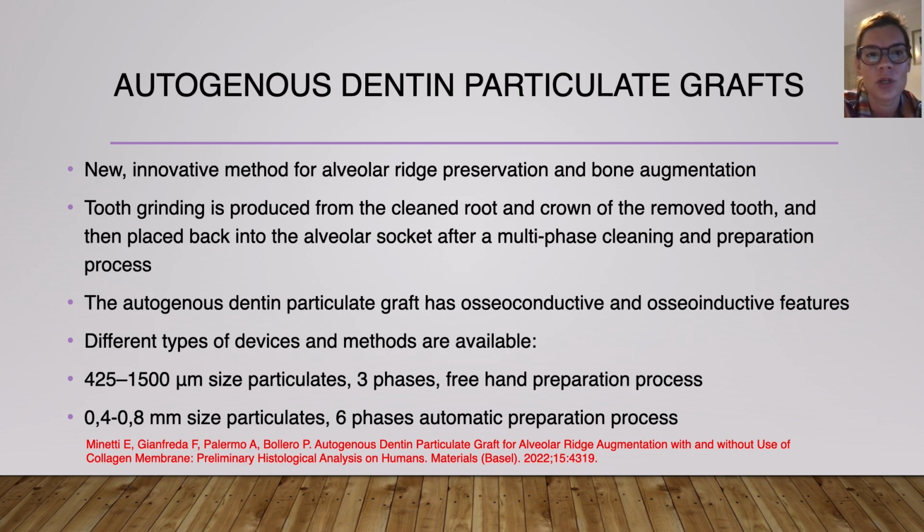The last autogenous material that I want to talk about is the dentin particulate graft, which is a quite new and innovative method for ridge preservation and for bone augmentation. During this process, the extracted tooth is ground by a special device. Before the grinding, we have to clean the roots and the crown of the tooth.